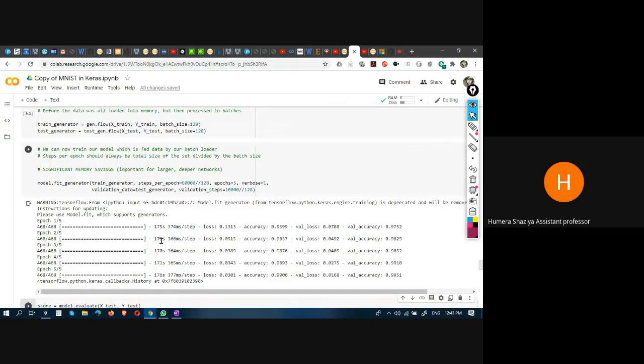3 minutes and 374 milliseconds per step. How many steps do you get? The steps should be the total number of images divided by the batch size. So how many steps do you have here? 468. How did you get 468? 60,000 divided by 128 is for training, and 10,000 divided by 128 is for validation or testing.